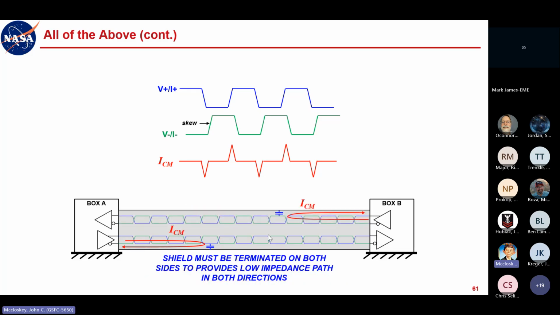If it's a bidirectional interface, even if it's not, right, you're going to have noise sources in your receive circuit. I just do this to illustrate the point, but even if this is just a single directional interface, you will have noise sources in box B. You want to terminate that shield on both sides to provide a path for those noise currents to get back to their respective sources in both directions.